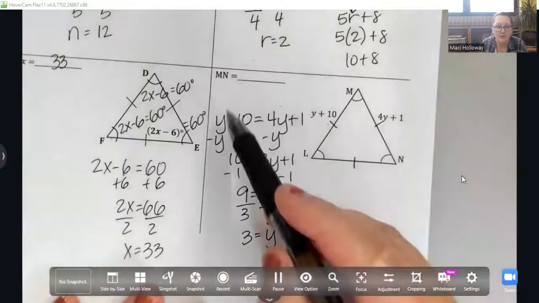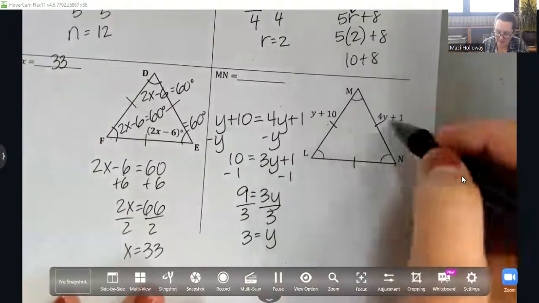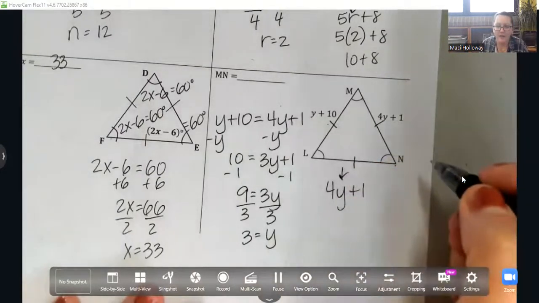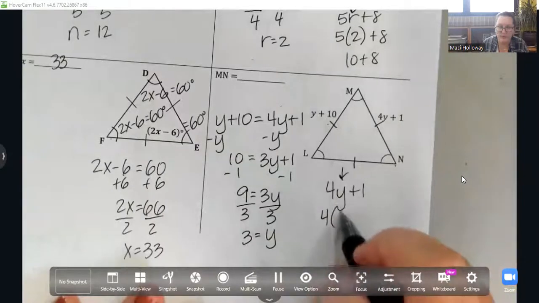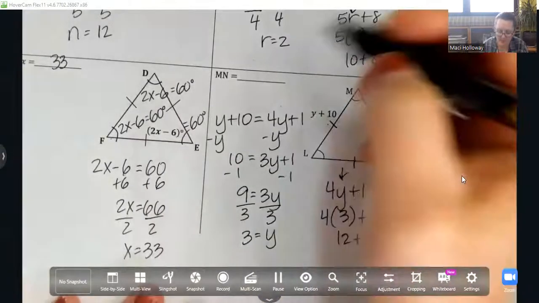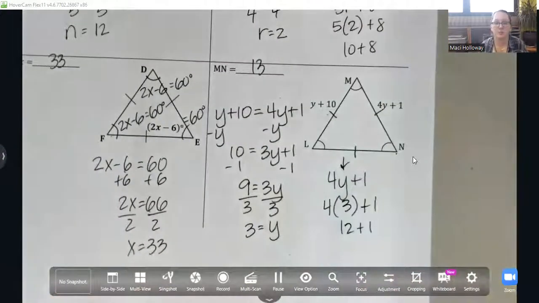Okay, but it's not asking us for y, it's asking us for MN, and MN is 4y plus 1. So wherever I see that y, I'm going to plug in a 3. 4 times 3 plus 1. 12 plus 1 would be my answer here, 13. And again, it's not an angle measure, so I'm just going to put the measure 13.